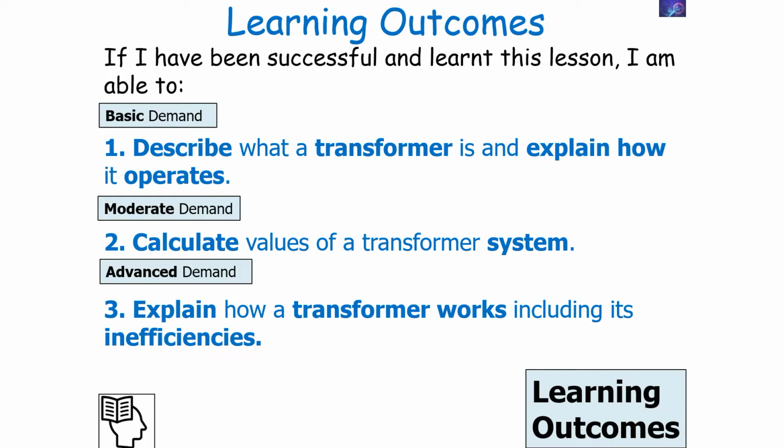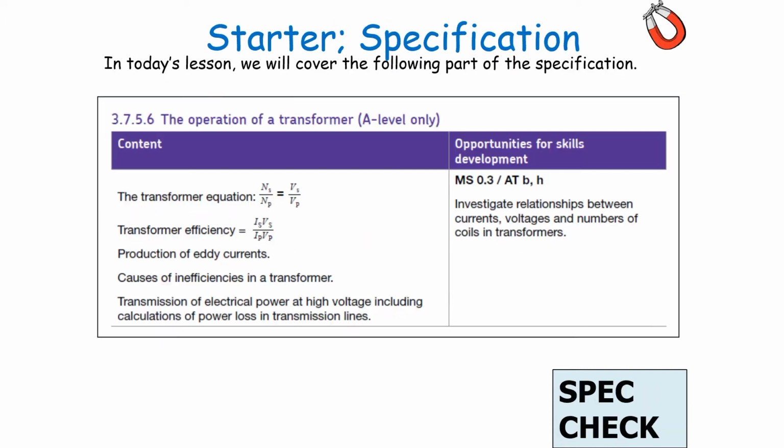If we've been successful in today's lesson, we should be able to describe what a transformer is and explain how it operates, calculate values of a transformer system, and finally explain how a transformer works, including its inefficiencies, which forms part of the A-Level AQA Physics specification 3.7.5.6, the operation of a transformer, which is found in the magnetic fields topic.